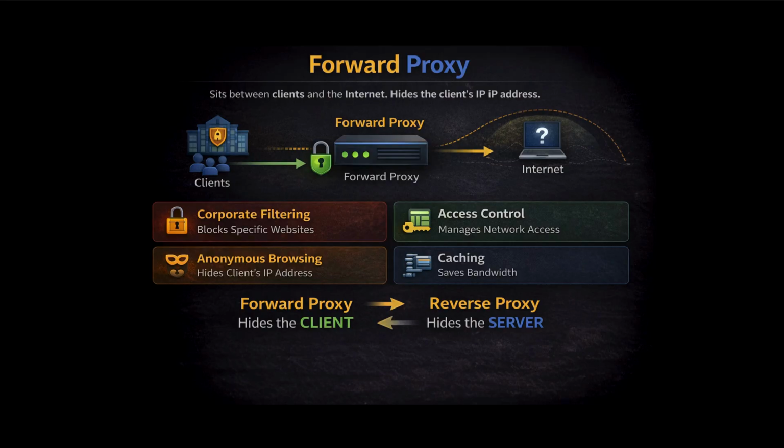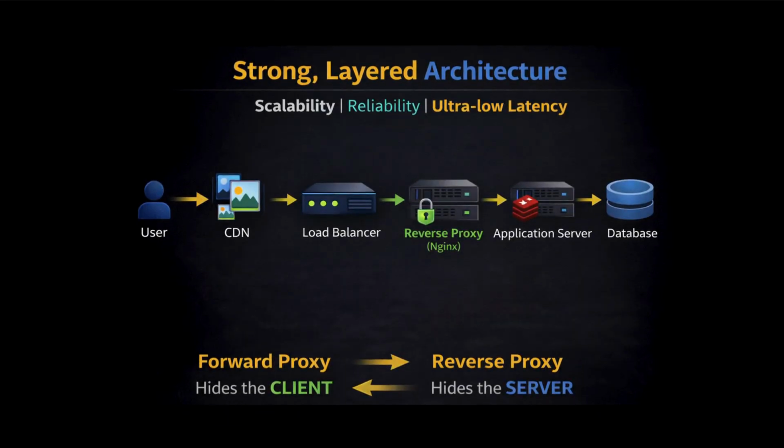They provide the security and routing of a reverse proxy while simultaneously using load balancing algorithms to distribute traffic across your fleet. In a real world large scale system, you aren't just using one of these components, you're using all of them in a coordinated chain to ensure maximum performance. The flow somewhat looks like this: the user makes a request, it first hits the CDN, that is the content delivery network for static files like images. If it's a dynamic request, it hits the load balancer to find the right server cluster.